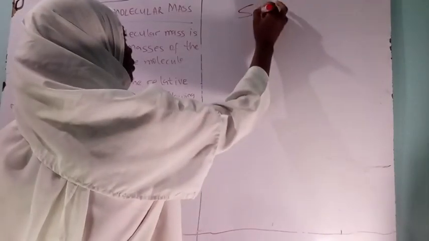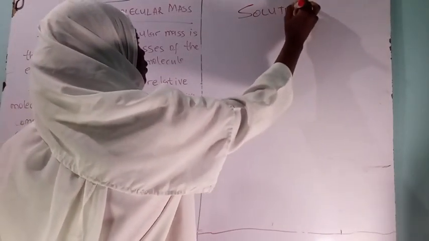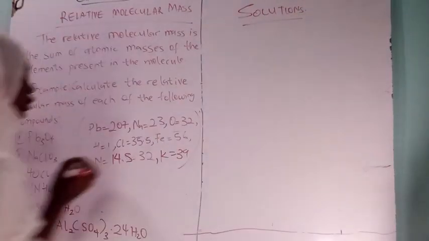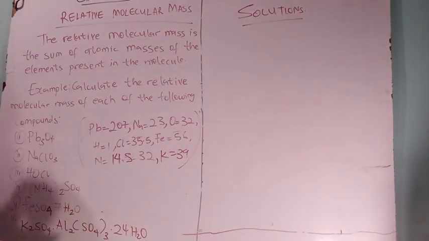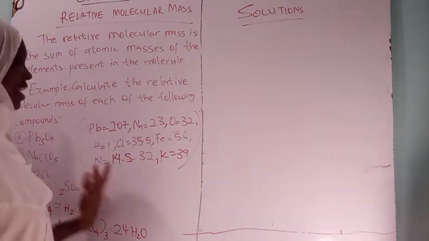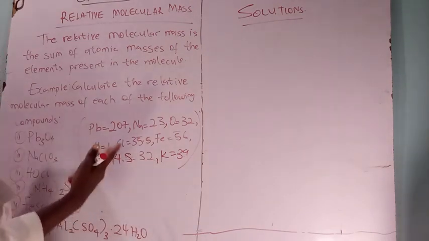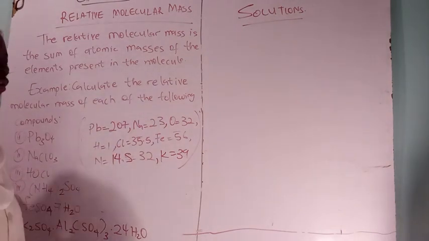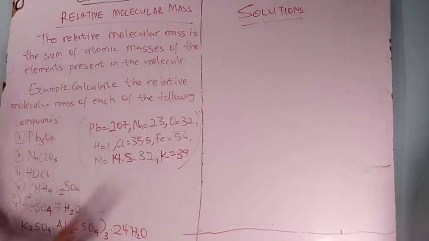Solution. We are given the atomic masses of each element. Lead is 207, sodium is 23, oxygen is 32, hydrogen 1, chlorine 35.5, iron 56, nitrogen 14, sulfur 32, potassium 39.